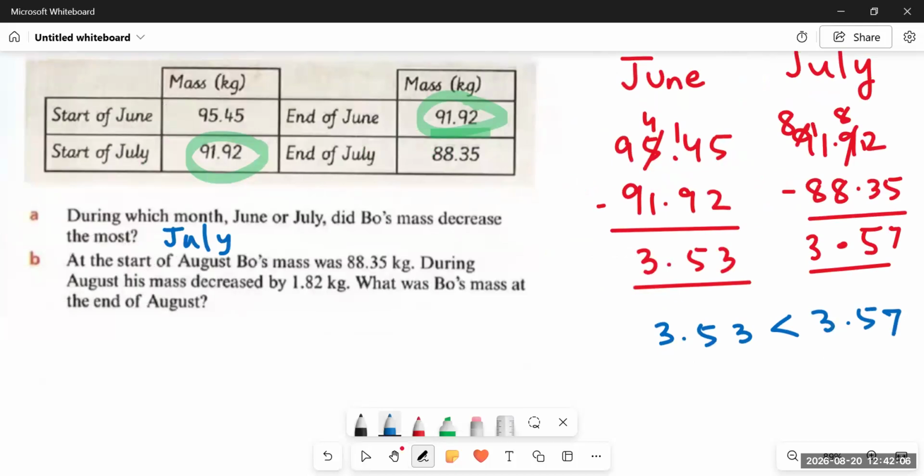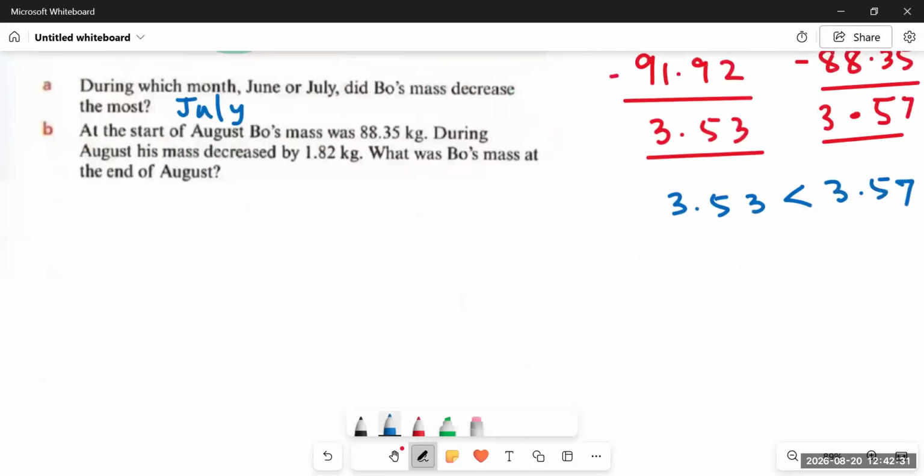And then it says, at the start of August, Bo's mass was 88.35, the same as the mass at the end of July. During August, his mass decreased by 1.82. Previously, they were providing us with the initial and the final masses. Now they're telling us by how much it has decreased. So there is a further decrease. And now we have to find out what would be the mass at the end of August. So again, we have to subtract, because there is a decrease. So 88.35 will reduce by 1.82.